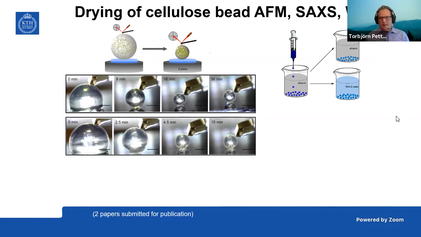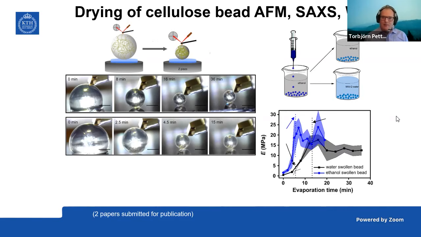The bead is decreasing in size over time, and we needed to follow the bead when it's shrinking. If we look at the time scale for the ethanol swollen bead at the bottom, we can see in the third image it's only 4.5 minutes. So it's shrinking really fast. It was really challenging to come in contact with the particle and indent, but we succeeded. And we could measure the elastic modulus during the drying at different drying times for the water swollen bead and for the ethanol swollen bead.